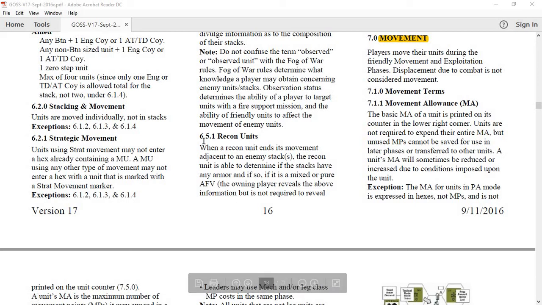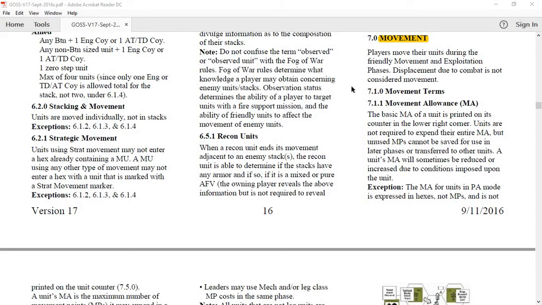Okay, GOS, Grand Operational Simulation Series, version 1.7. Going through the rules line by line. I like a lot of what I've seen so far, so this should be a lot of fun to see some of this stuff in action.